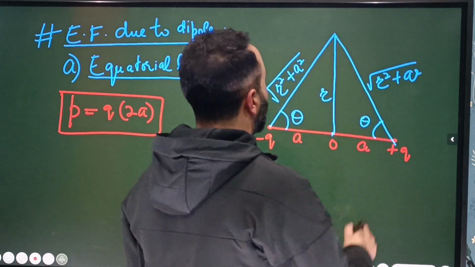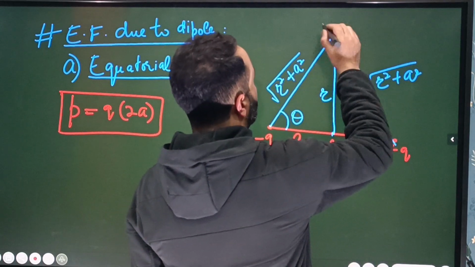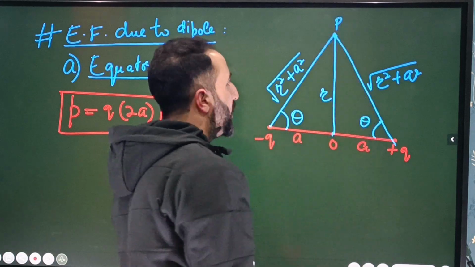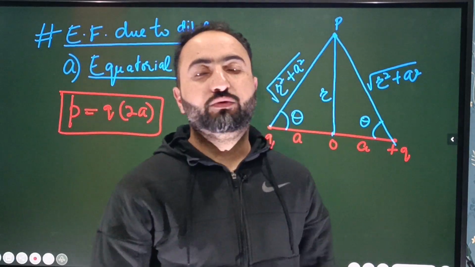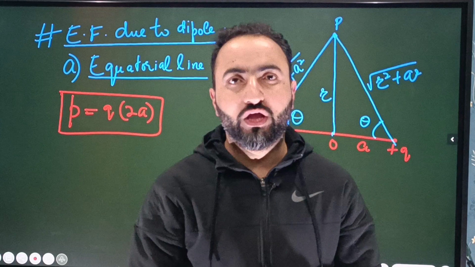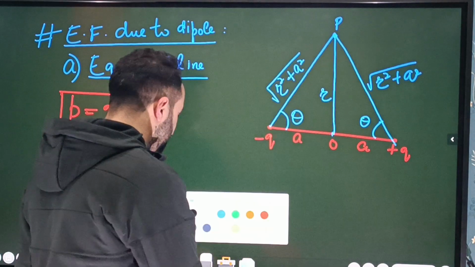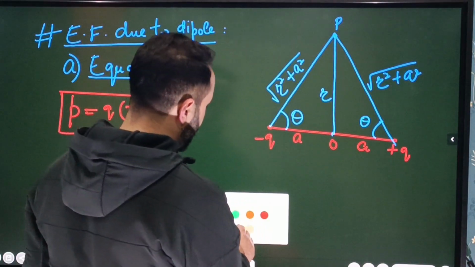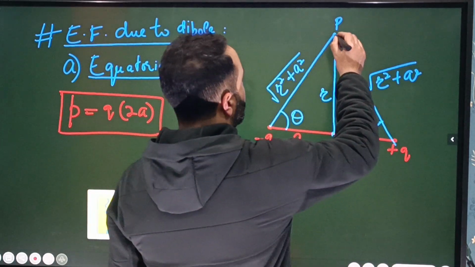Okay, now this point P. At point P, how many electric fields will be there? Obviously there will be 2 electric fields. One because of minus q, another because of plus q. Because of minus q, it will be attractive in nature. Let me show it like this. So it will be attractive because of this.